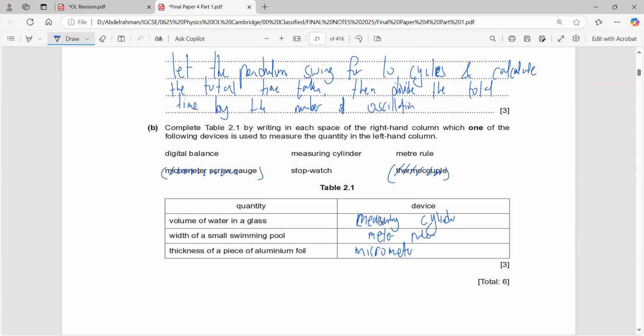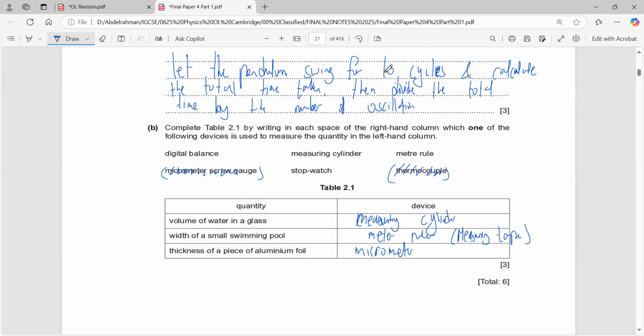But for the given devices, these are the devices we have, and I don't have any other devices. So I will use the meter ruler. But to do it with better accuracy, you should use the measuring tape. Actually, for this question we should use the measuring tape. Any distance greater than 1 meter, we should use the measuring tape. Okay, what is your question?